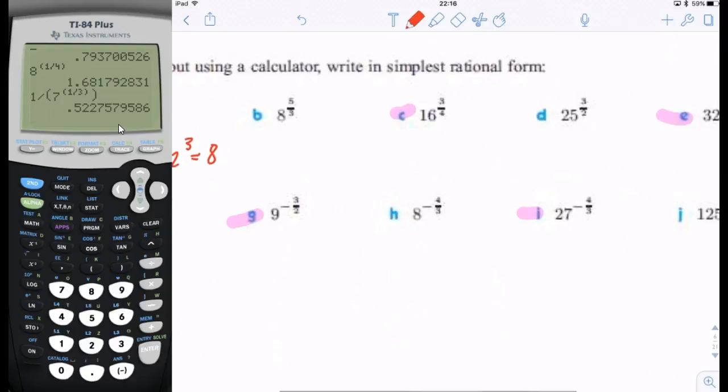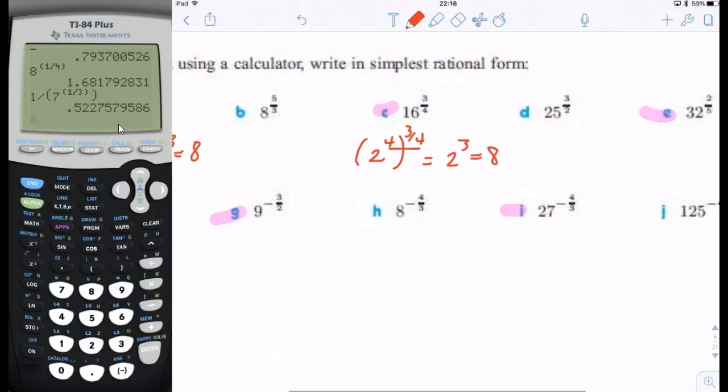Right? C, 16 to the 3/4. Okay, 16 is 2 to the 4th, right? So I could write that as 2 to the 4th to the 3/4 power. I can multiply those exponents together because it's an exponent to an exponent. I get 2 to the third, which is 8.